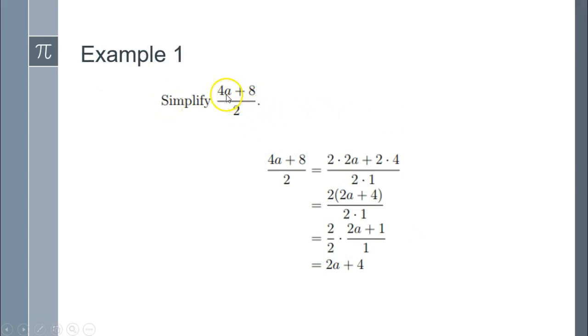Simplify. Now notice there are letters on the top and not on the bottom. This is still a rational expression. This is a polynomial with only a constant term on the bottom. So we're asked to simplify. 4a plus 8 is on the top and 2 is on the bottom.